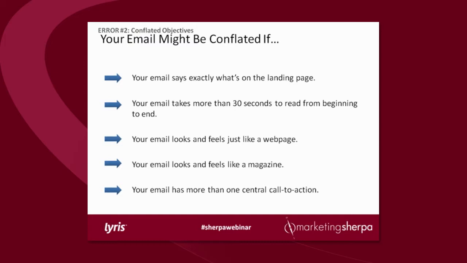Also, if your email looks and feels like a magazine, now don't confuse this with imagery, because imagery can sometimes, I've found in email testing, be effective for certain audiences. But how are you using the imagery? How is it put together? Is it part of a conversation, or is it just spaghetti against the wall? Here, look at this, look at this, look at this. Are they all equally weighted in the mind of the customer, or is there a sequence? Finally, if your email has more than one central call to action, you might be conflated.